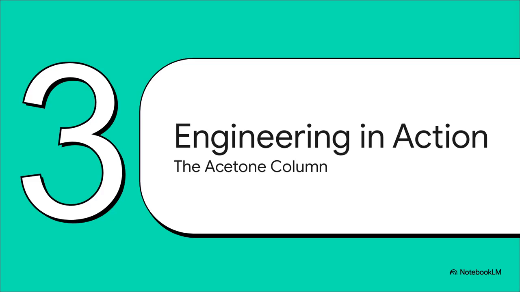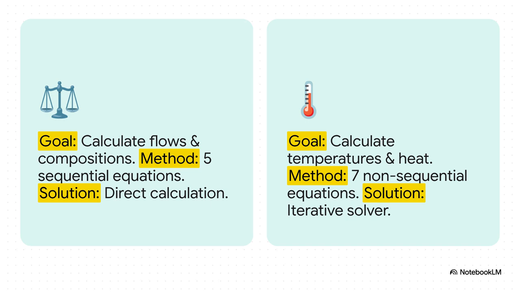All right, that's the high-level view. Now let's zoom in and see how this actually works in practice. We're going to take a closer look at one of those modules, the acetone column, to really get into the nuts and bolts of the engineering calculations that make this whole thing tick. And this right here highlights the core challenge. You see, calculating the flow of materials, what engineers call the mass balance, that's pretty straightforward. It's a system of equations you can solve one after the other. But the energy balance, calculating temperatures and heat duties, oh, that's a whole different ballgame. That requires solving a system of 7 equations that all depend on each other. You can't just solve them in a simple, straight line.